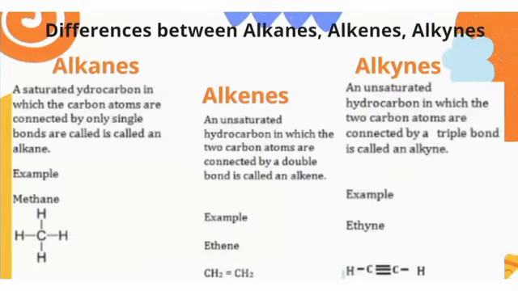Differences between alkanes, alkenes and alkynes. Alkane is a saturated hydrocarbon in which the carbon atoms are connected by only single bonds. Example, methane or CH4. Alkene is an unsaturated hydrocarbon in which two carbon atoms are connected by double bonds. Example, ethene. And alkyne is an unsaturated hydrocarbon in which two carbon atoms are connected by triple bonds. Example, ethyne.